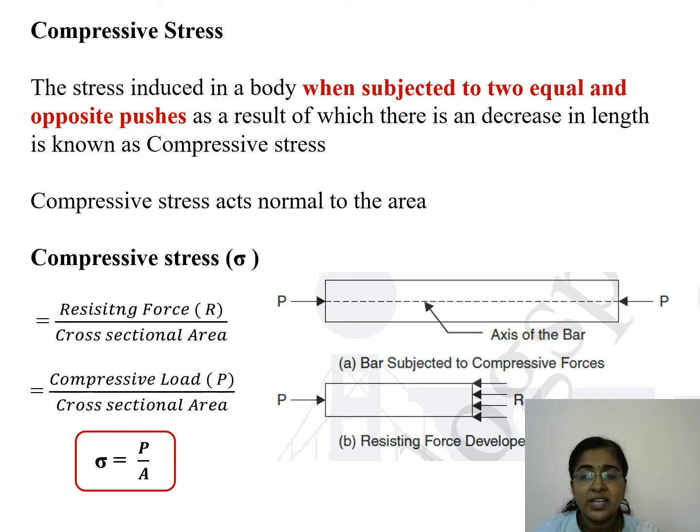We can consider a section, and here the resisting forces are marked opposite to the direction of application of force, such that the part of the body is in equilibrium. The stress developed, which is equal to the resisting force per unit area, is compressive in nature. The compressive stress is given by the resisting force per unit area, which is equivalent to the load applied per unit cross-sectional area, that is, sigma is equal to P by A.